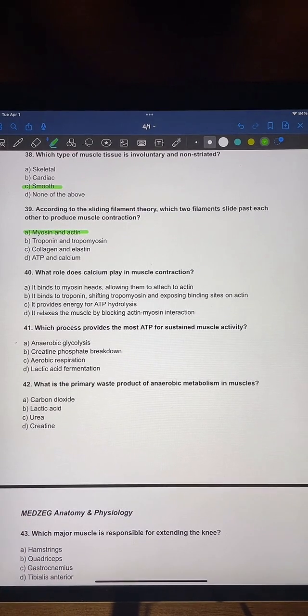What role does calcium play in muscle contraction?